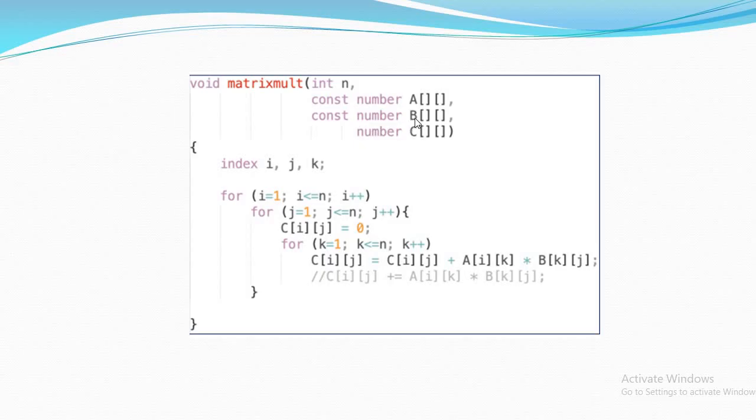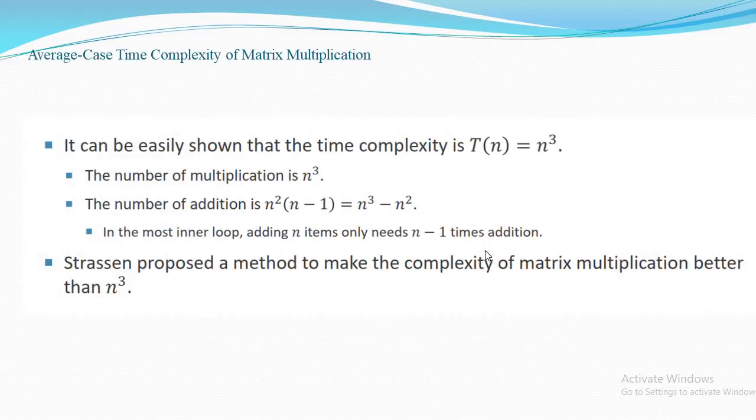We have the constant number of A array, B array and C array, so we are using three for loops. Here C of i comma j is equal to C of i comma j plus A of i comma k into B of k comma j. This is the formula for the general matrix multiplication. So it takes time complexity T of n equal to n cube. The number of multiplications is n cube here.